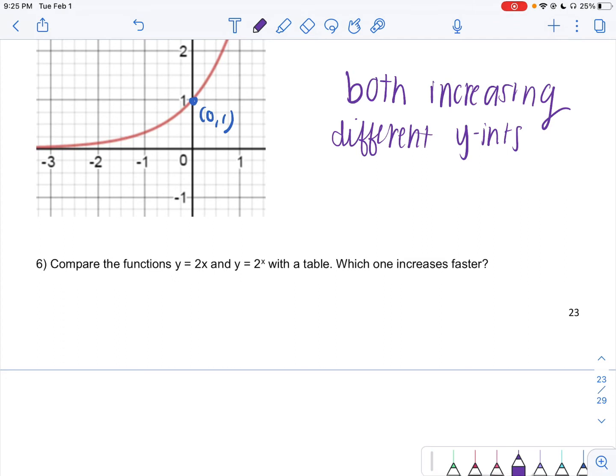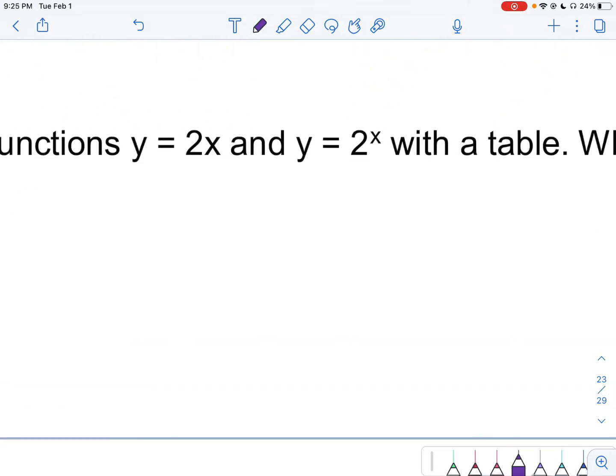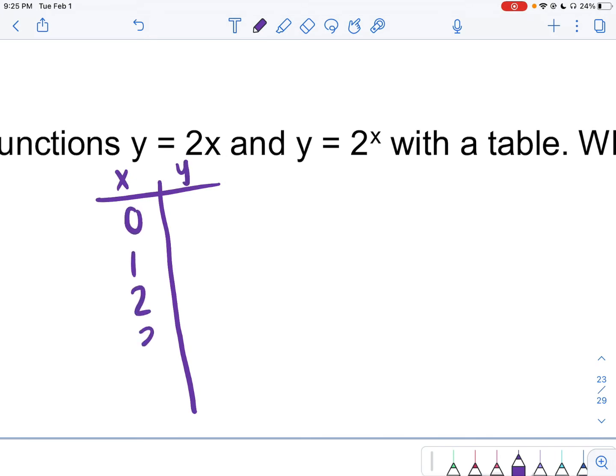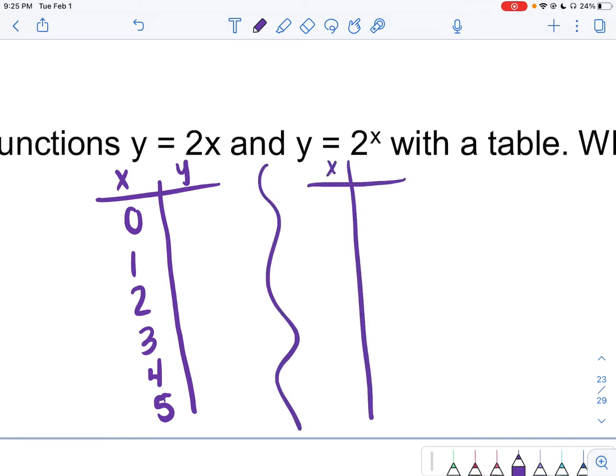Okay, very last question, comparing the functions y equals 2x and y equals 2 to the x with a table to figure out which one increases faster. So for this, I'm going to go ahead and use 0, 1, 2, 3, 4, and 5. I think it'll be easier for us to see what happens here. And then 0, 1, 2, 3, 4, and 5. I want you to pause the video and try and fill out your y values.